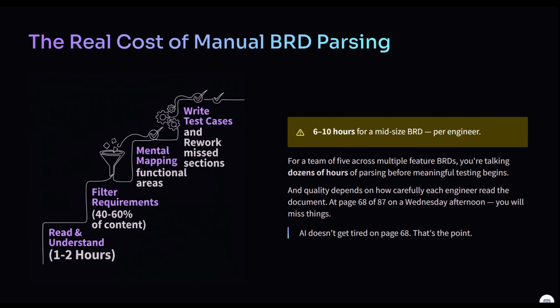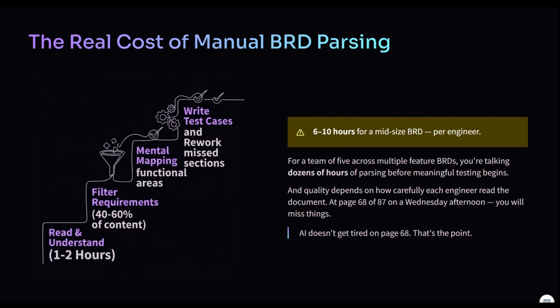Let's be specific about what manual BRD parsing actually costs, because I think it's easy to underestimate it. Take a typical feature BRD, say 30 to 50 pages. Before you can write a single test case, you need to read and understand the document. That alone is an hour, maybe 2, for a dense technical document. Then you need to identify which sections contain actual testable requirements versus context, rationale, and background. In most BRDs, that's maybe 40 to 60% of the content. Filtering that out takes time.